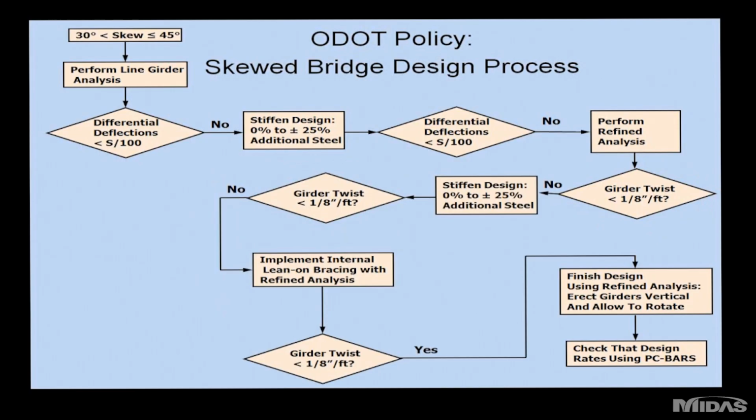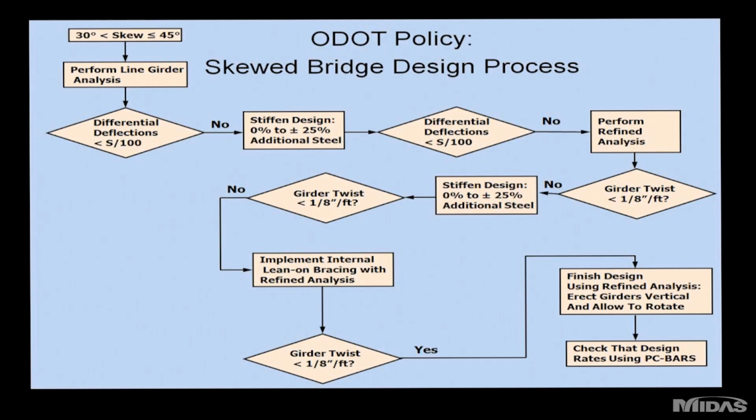You then kick back into the stiffen and the design option if you can get that to work. It doesn't mean stiffen it twice. It assumes you've gone back to the original optimized design for the grid analysis. So you can then stiffen above 25% relative to the optimal design and attempt to meet that 1/8 inch per foot.